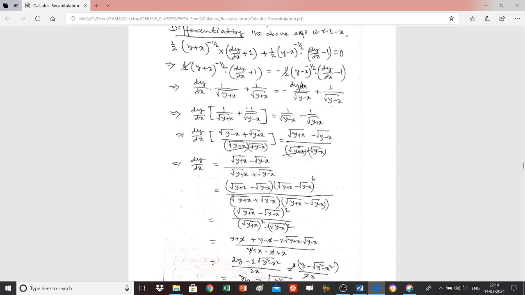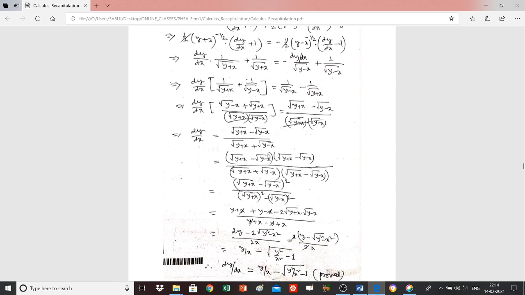Just simplify now. dy by dx is equal to (y minus x plus y plus x) by root of y plus x times root y minus x, and on the right hand side this term will cancel. So dy by dx is equal to root y plus x minus root y minus x by root y plus x plus root y minus x, and that can be written in this fashion.